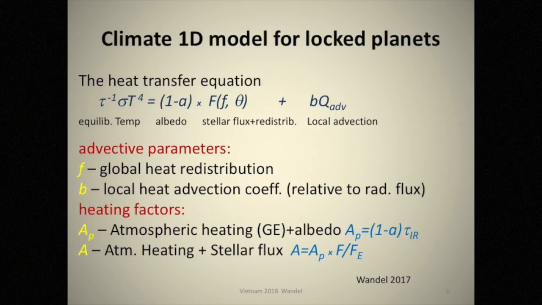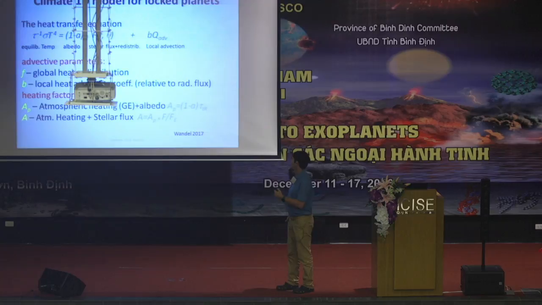So we can write a very simple heat transfer equation. Here we have the radiation from the planet to space, so this is the usual sigma T to the fourth term. And this is some term related to the optical depth of the atmosphere, which is actually the greenhouse effect. It's an infrared optical depth, weighted and integrated, and so on. This term is the albedo, A is the albedo, 1 minus A. This is the stellar flux.